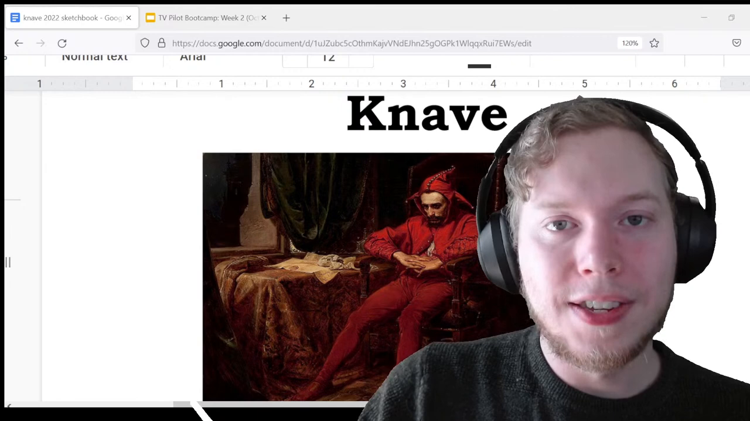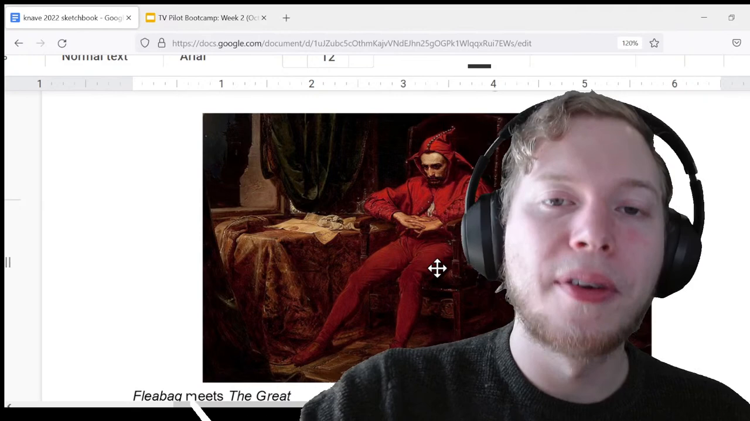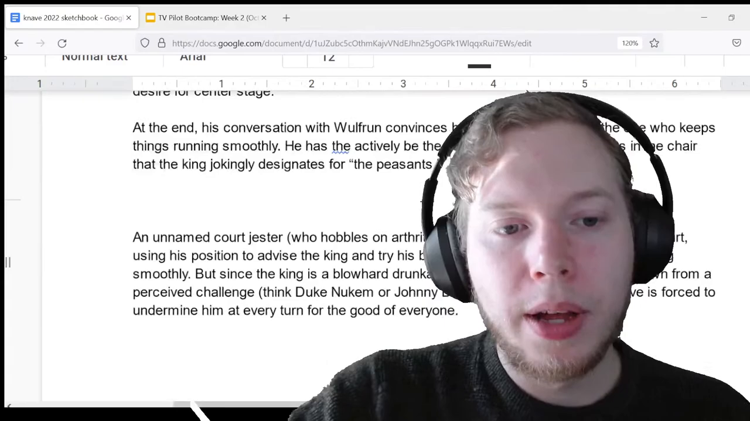It's showing, what does the knave do? How does he work? How does he operate? And by the end, he's going to change just a little bit, because TV is about very gradual change. And as this is a status quo show, we are setting up many other future episodes without having some big overarching story.